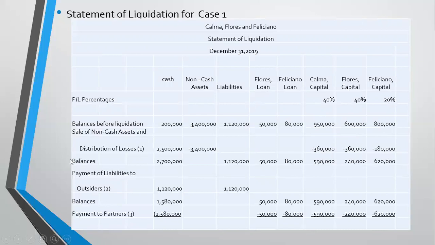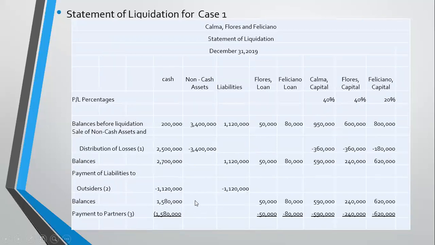So, after the balances, second step is payment of liabilities to outsiders. So, bayad muna tayo ng utang. Since we have 2.7 million, you pay the liabilities 1,120,000. So there is a corresponding deduction in your cash and may deduction din doon sa mismong liabilities. And then determine again the balances. Since nagbayad tayo ng 1,120,000, 1,580,000 na lang ang ating cash.